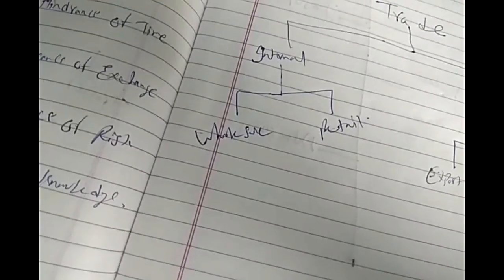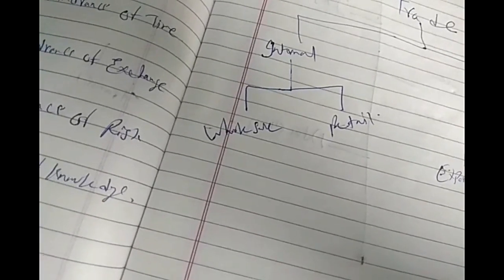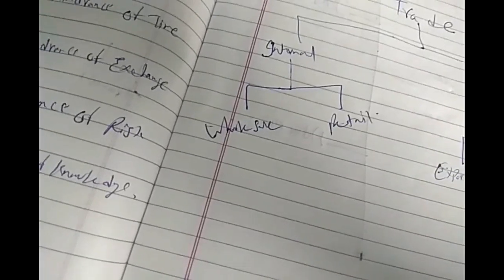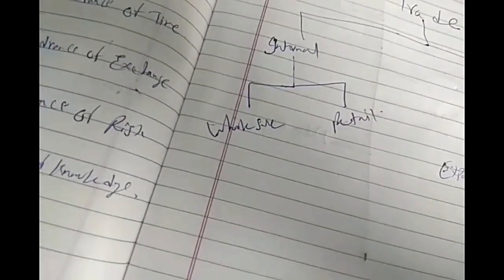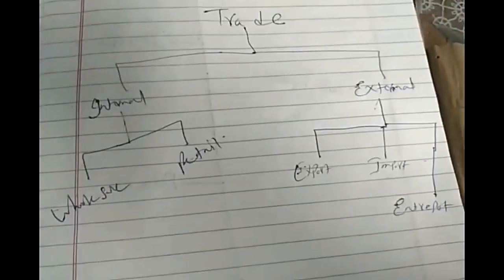Retail trade means buying and selling of goods and services in a small quantity. In that, the retailer purchases from the wholesaler in small lots of different varieties, and he has different varieties of goods in his retail shop, and the customer can easily approach over there and buy the goods in a small quantity. That is clear. Next, I am going to make you understand external trade.